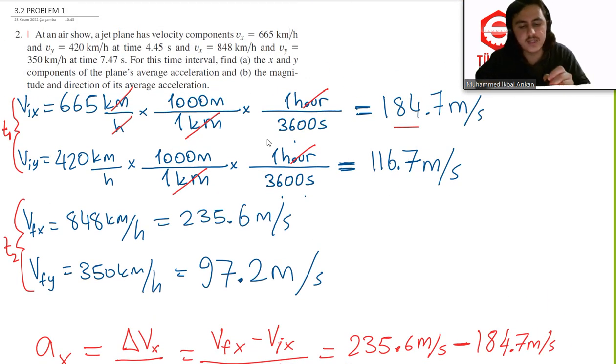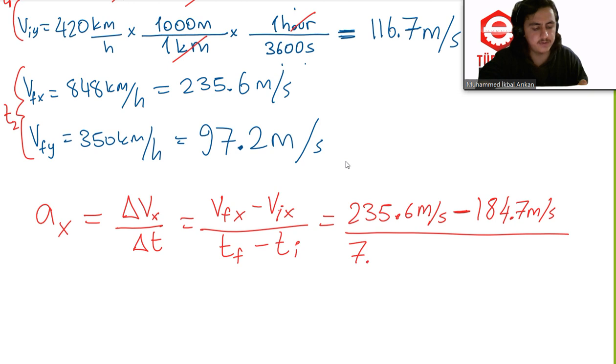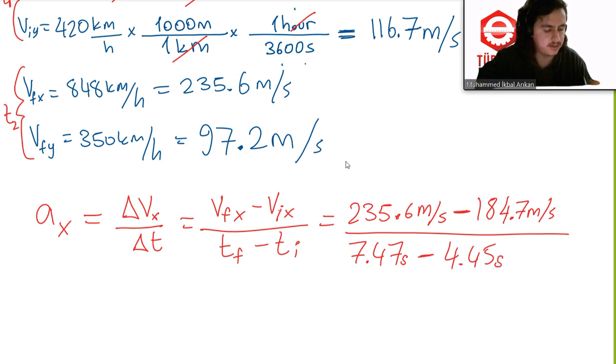The first time is 445, and the final time is 747. These are seconds in units. When I put seconds, I will write it smaller.